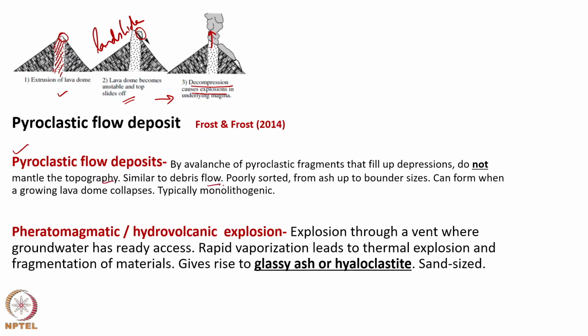They are similar to the debris flow. They are poorly sorted from ash up to boulder size and can form when a growing lava dome collapses. Typically, it is monolithogenic.